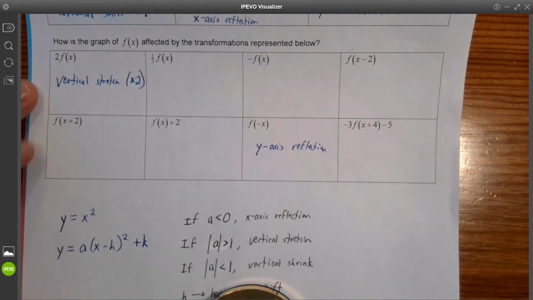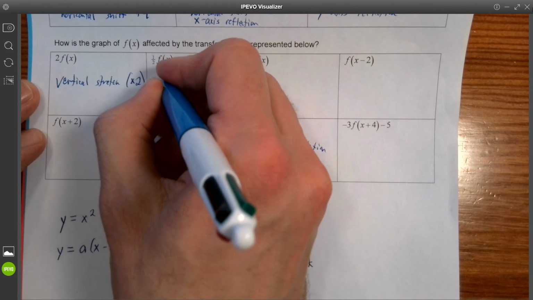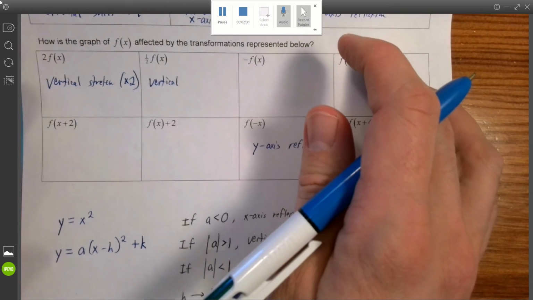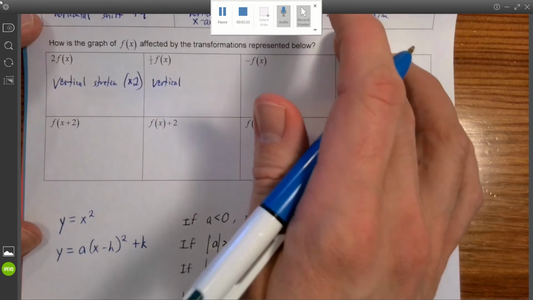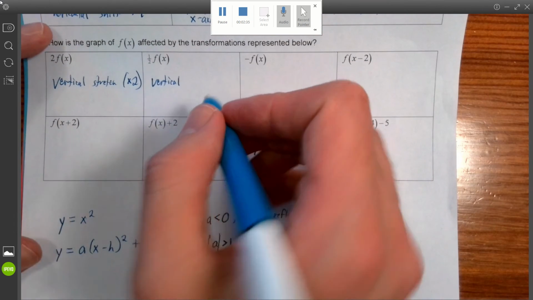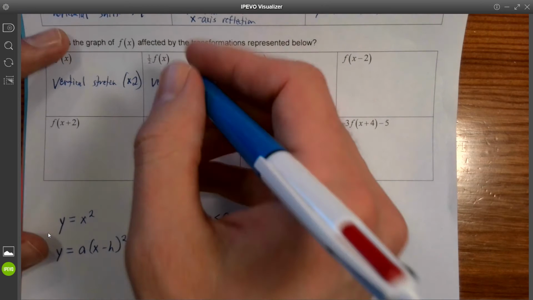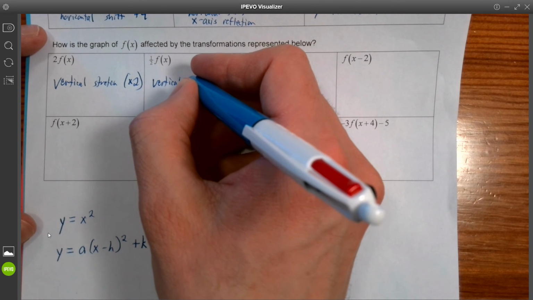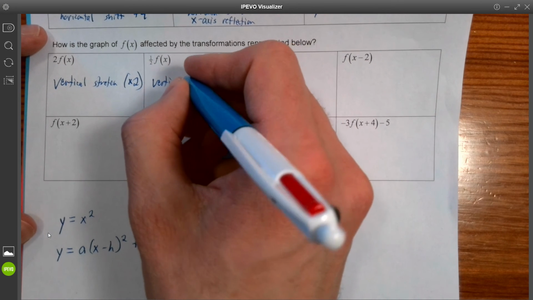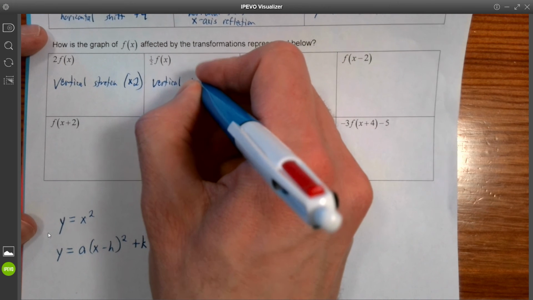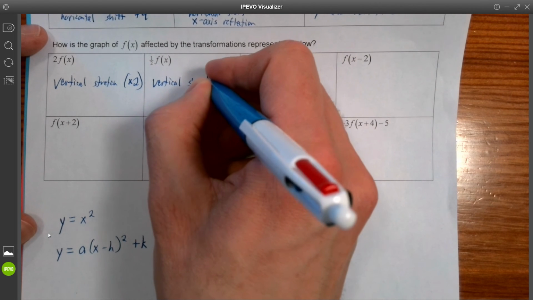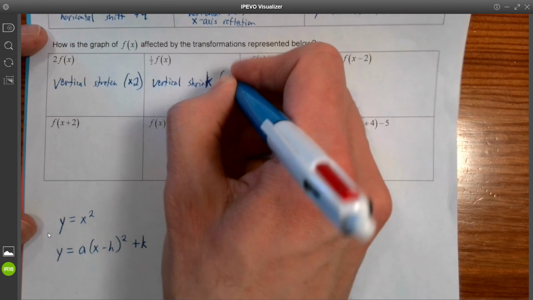So it's times 2. Well, this is also a vertical transformation. You can call it a stretch if you want to use the vocabulary of stretching. A stretch of 1/2 technically wouldn't be a stretch, would it? But it's a vertical transformation for sure. I'm going to call it a vertical shrink. I'm going to spell it correctly. Shrink. And then I multiply by 1/2.